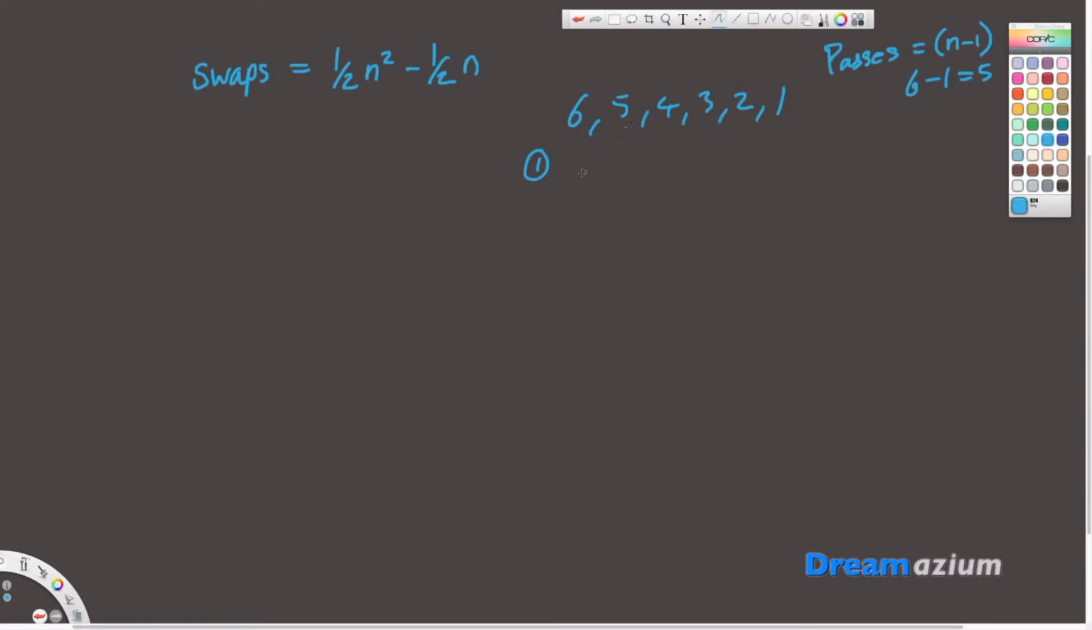So the 6 is going to swap with the 5. I'll get it right in a minute. The 6 is going to swap with the 5. So these are the swaps. And then it moves on to the next one and checks this with this. So it makes another swap there.